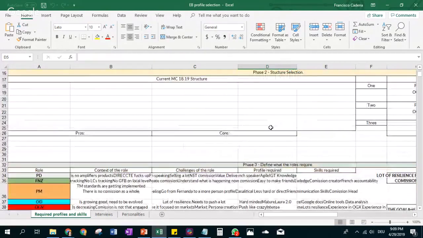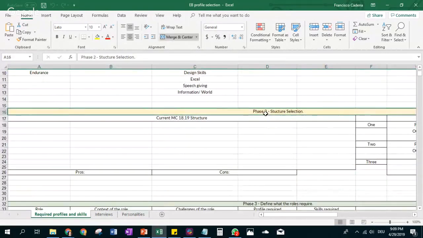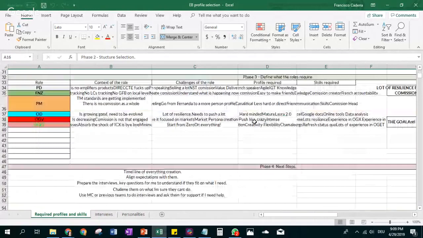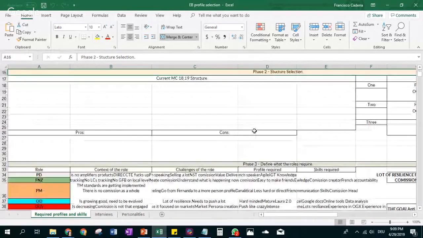And then you have the structure. Of course, you need to select a structure. The MC and Laura give you recommendations, but as I told you in the one-to-ones, at the end you will take the final decision, and I will fully respect it because you are the ones that know your local reality, right? And then we have define what the roles require.